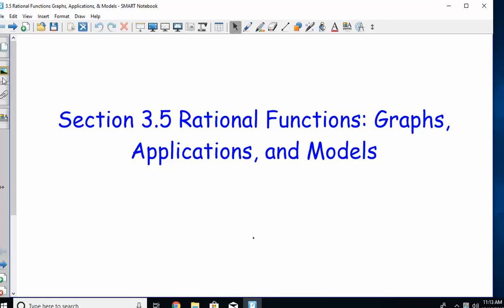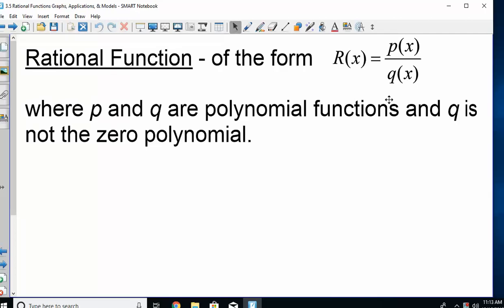Do you know what I mean when I say a rational function? This definition is on the notes handout I posted on Classroom, so it's up to you if you want to jot it in your notebook or not. A rational function, rational has the word ratio in it, it's just a fraction. Basically, it's when you divide two polynomials. That makes a rational function.